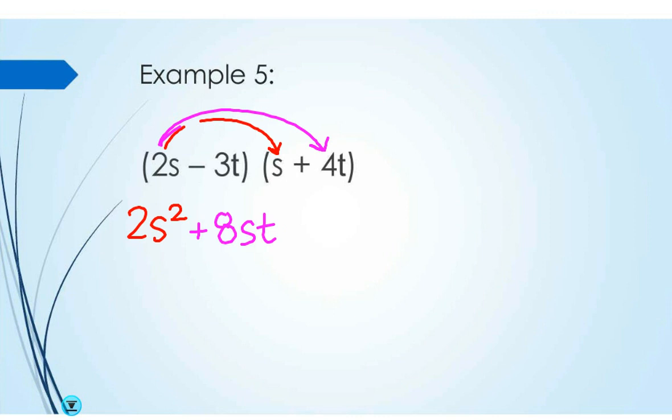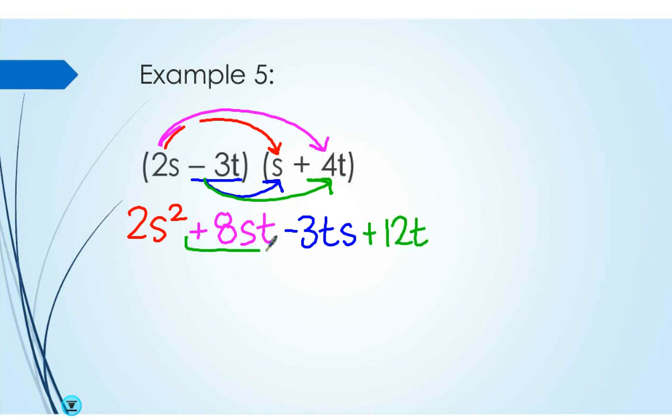All right, let's distribute our second term. Now, don't forget to include its sign value, whether that's positive or negative. This is a negative 3t times s. That's a negative 3ts. All right, and then our last term, we have a negative 3t times a positive 4. That's a positive 12t. Again, our two middle terms are going to combine together. Even though this says st and this one says ts, they're still the same thing. It's like saying 2 times 5 is the same thing as 5 times 2.